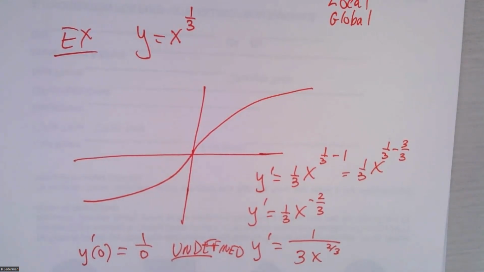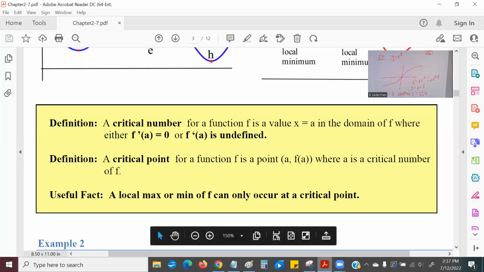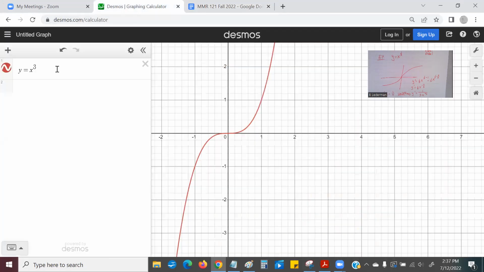Let's look at a graph of that. Now on my graph, I really drew a horrible graph. If there was a good graph, you'd see it a lot better. So let's go to Desmos. They draw a lot better than I do. Okay, here we are. Let's look at y equals x to the 1/3 power.